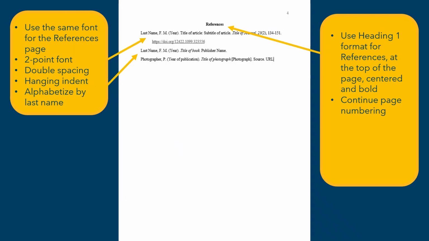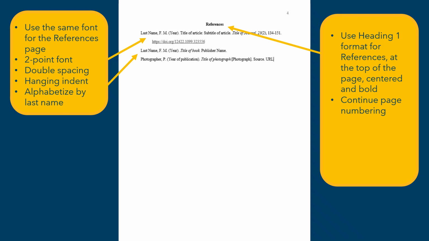The References page starts a new page and should be titled References, which is centered and bold at the top of the page. Page numbers will continue in the upper right corner. In APA, all references have a hanging indent. The first line of each reference is left justified, and all other lines are indented a 1/2 inch.